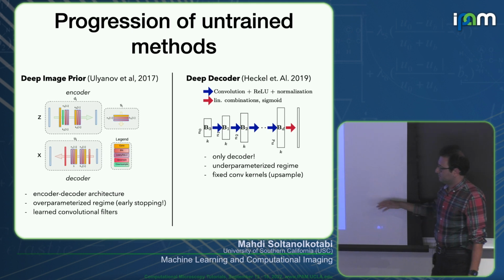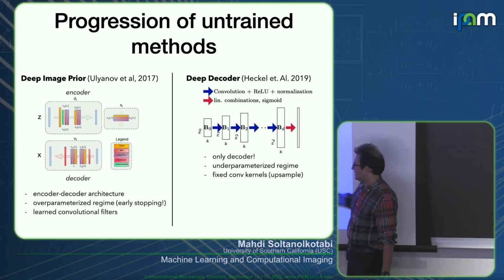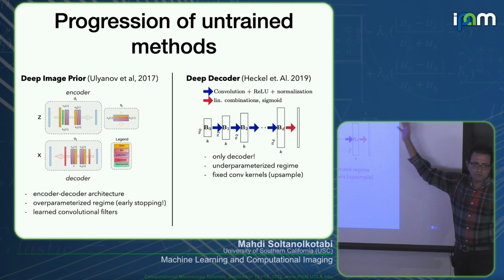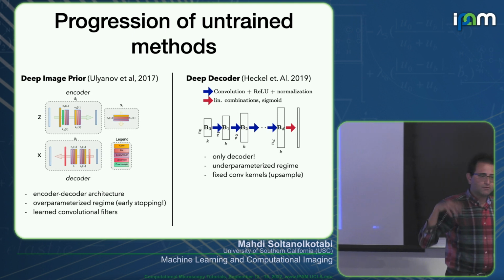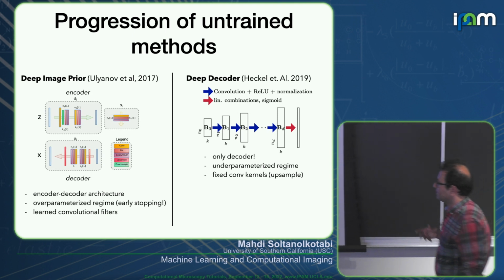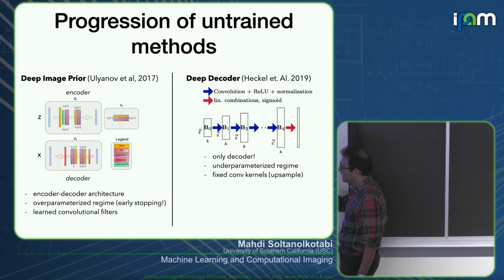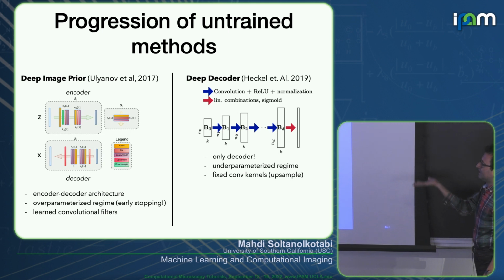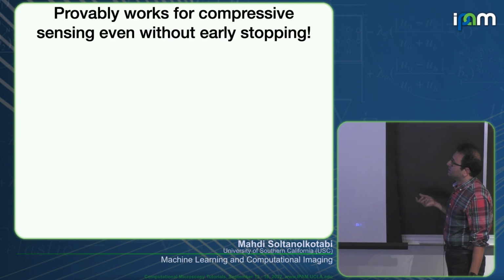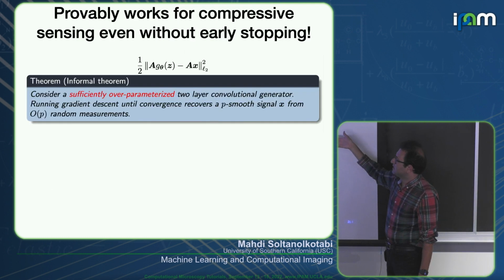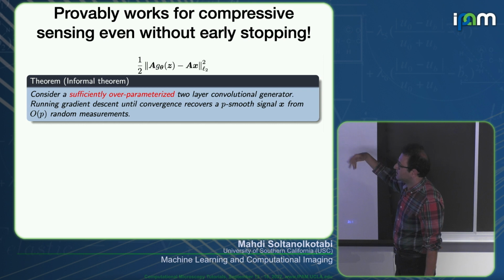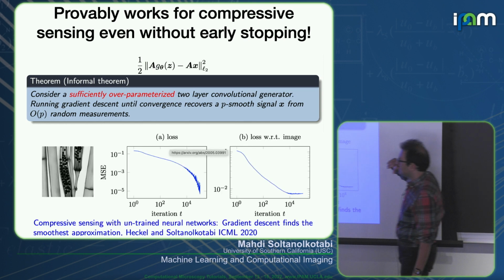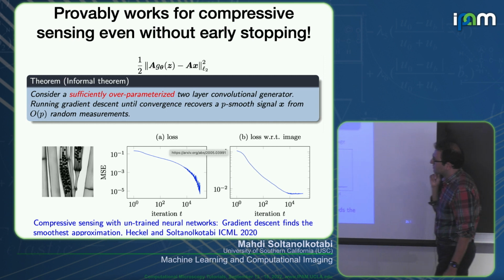And in a subsequent paper, we even realized that sometimes it works with fixed convolutions. So you don't even need to train the convolutional layers. You just need to train the coefficients. There's no training data, so you just fit the coefficients, right? It's very interesting. I should also say that this even works in a compressed sensing context. If you have undersampled measurements, we could even prove some theorems about it.